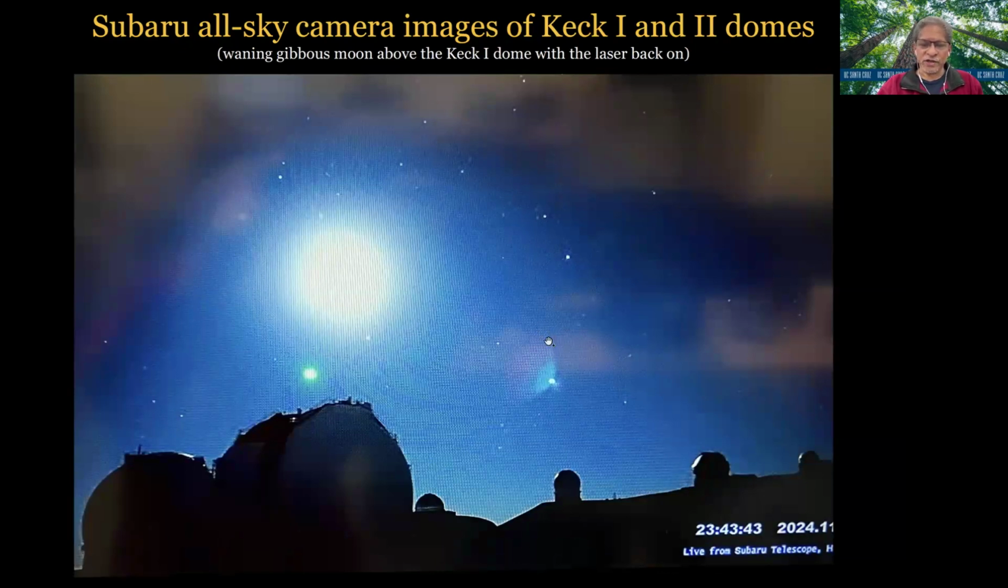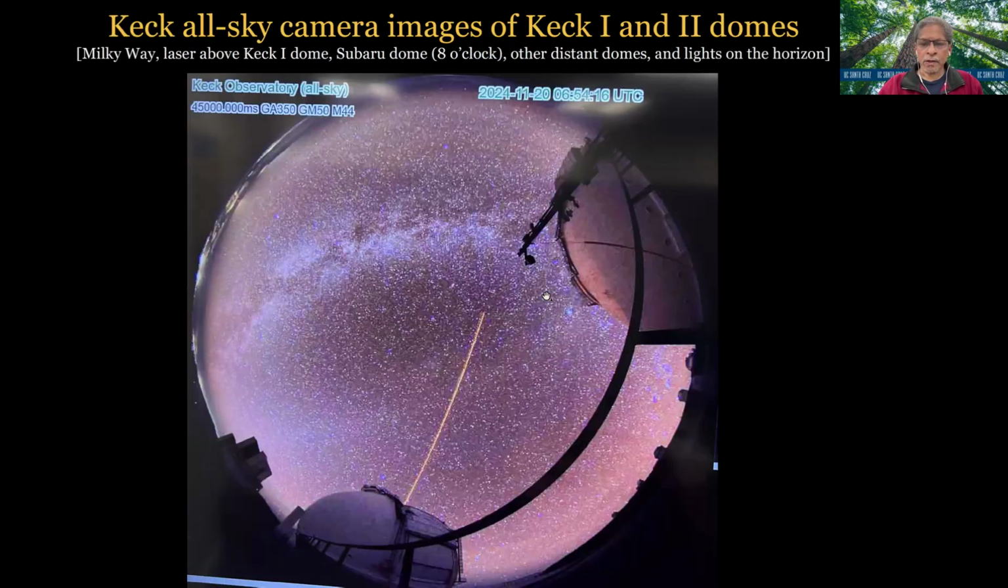And these artifacts over here, these are reflections of this bright moonlight off the camera optics. Even the thing over here. And this is again the Keck all-sky camera. Not the Subaru all-sky camera, but the previous images were the Subaru all-sky camera. This is the Keck all-sky camera. And again, the image quality isn't great because I've used my phone to take pictures of the monitor on which these images are being streamed. Okay. Any questions before we move on?